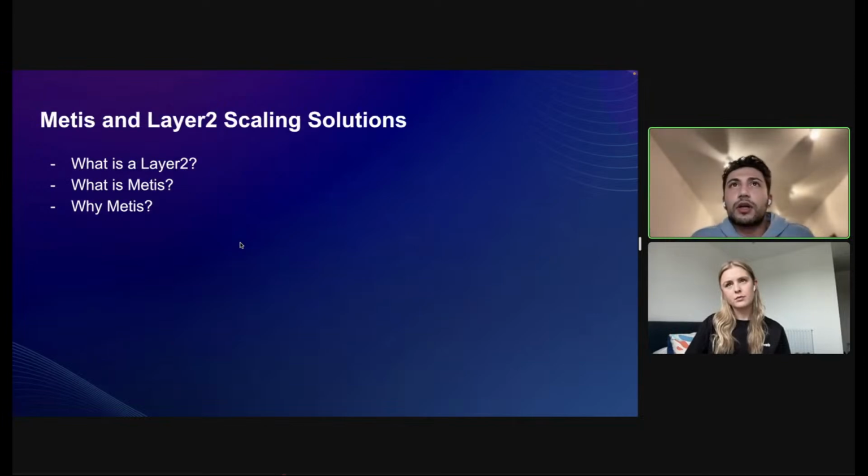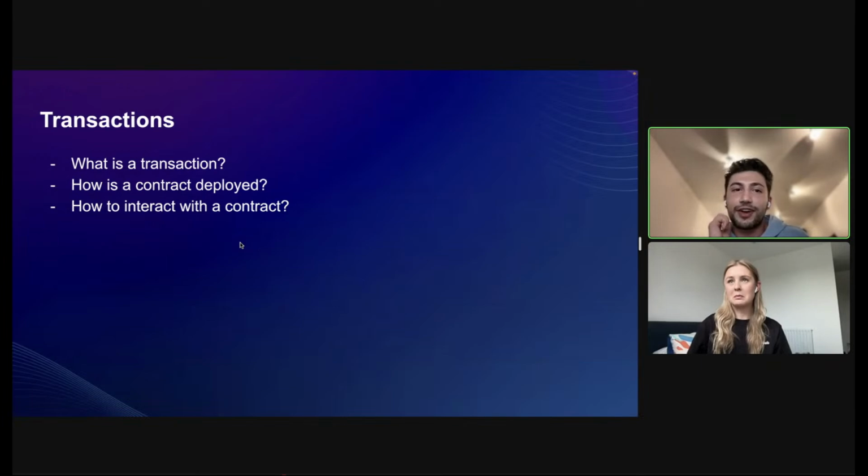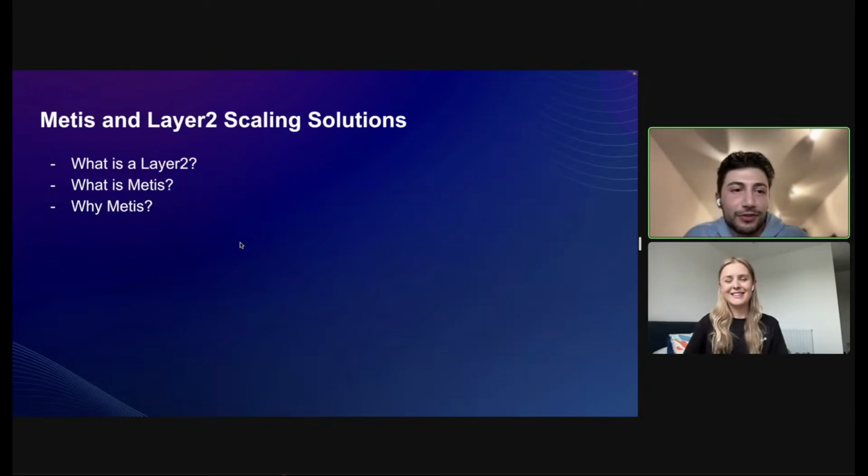Layer 2 scaling solutions are a secondary framework or protocol that is usually built on top of the Ethereum blockchain or an existing blockchain. The goal is to increase transaction speed and efficiency. Metis is one of the leading layer 2 solutions. We are currently an optimistic rollup, but we have a lot of exciting things coming soon.